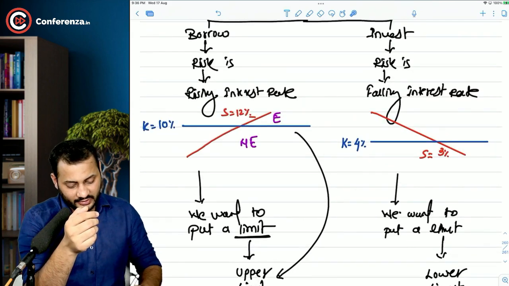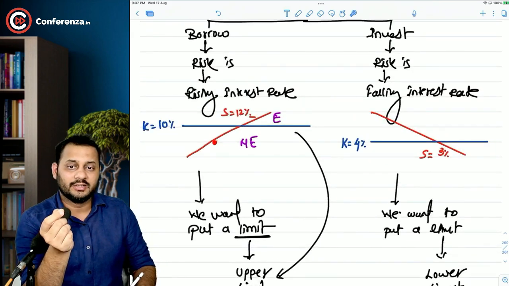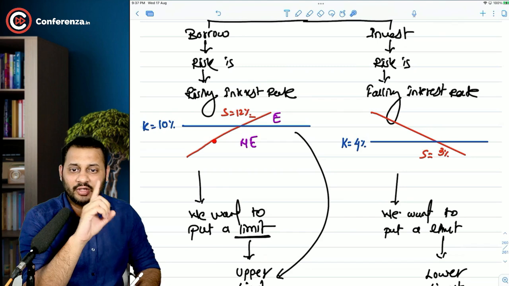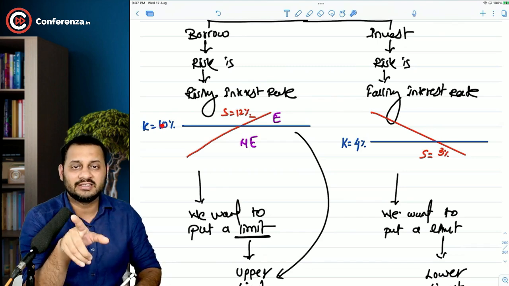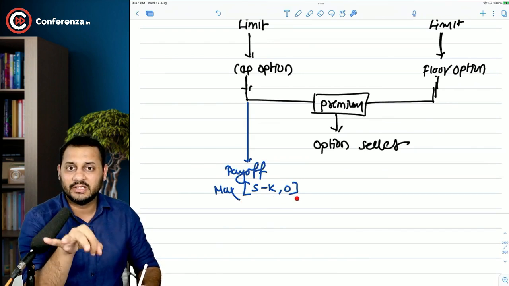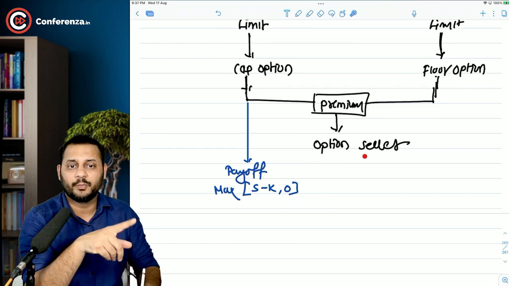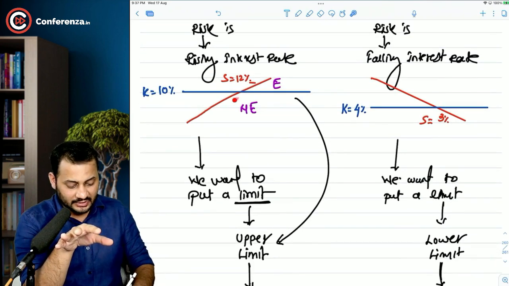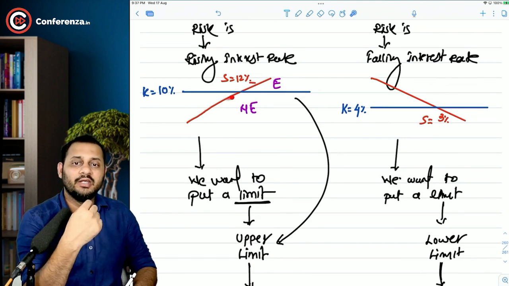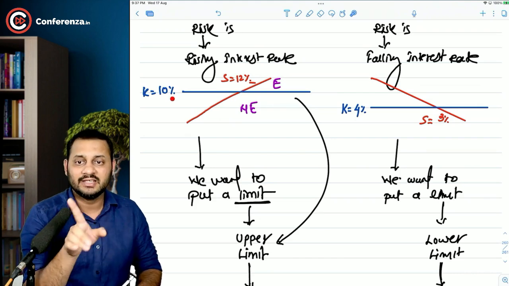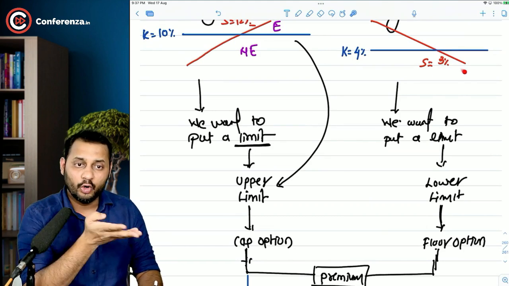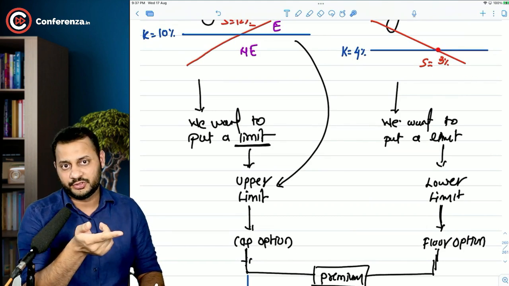Okay. Let's say, for example, the interest rate goes to 7%. That means I'm paying only 7% of the interest on my borrowings. So 7% is the spot rate. 7 minus 10. S minus K. 7 minus 10 is minus 3 or 0. What is the maximum? 0. So the payoff will be 0. Option seller will not pay anything. So option seller will not pay anything if the spot rate lies in this area. Option seller will pay me only if it goes beyond the decided rate in cap option, and only if it goes below the decided rate in floor option.